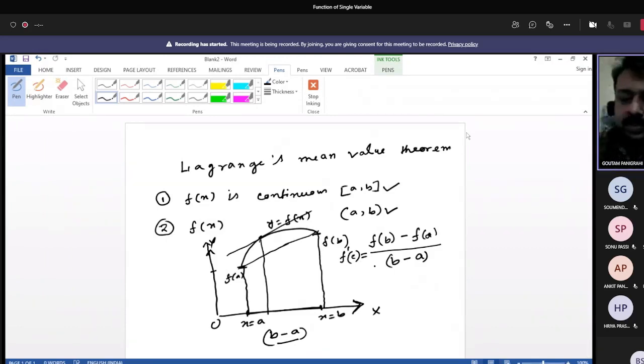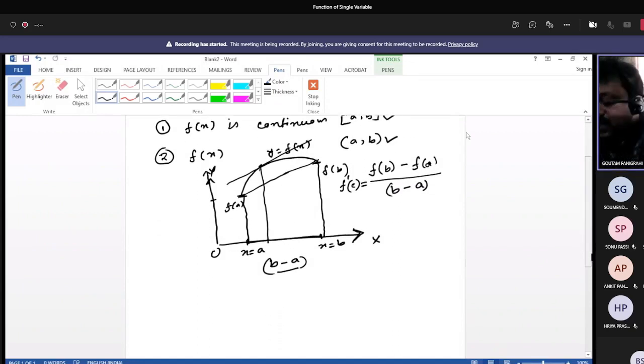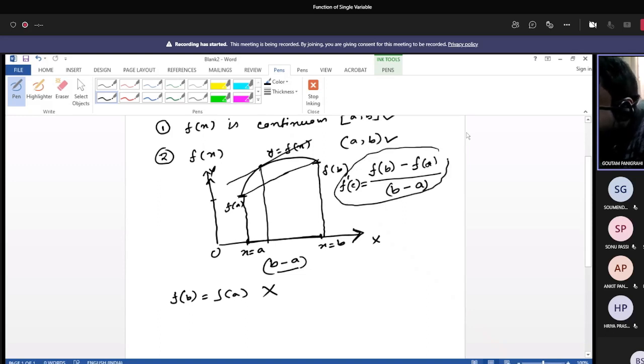Now here in this particular theorem, we have seen that the last condition of Rolle's theorem, that f(b) equals f(a), is not given. So how can this Lagrange's mean value theorem be proved?